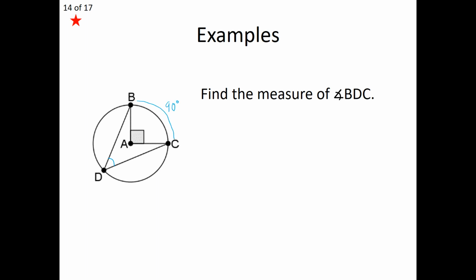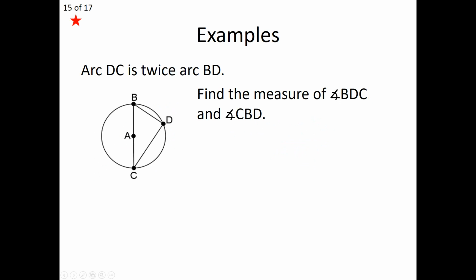And because of that, we can then find out the measure of angle BDC, because the measure of angle BDC is actually going to be half the measure of the arc it's cutting. That's an inscribed angle, and inscribed angles are half, which means we come to the conclusion that our angle measure for angle BDC is 45 degrees. We look then at our next example.